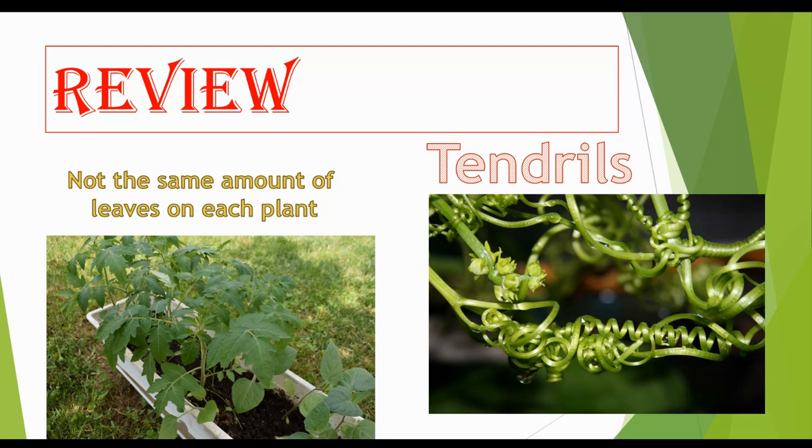And I know some of us did not know what tendrils were, so I just went ahead and put a picture here of the tendrils. And again, it's just like the way the plant grows and the shape of the stem. So again, the offspring, the baby plant, will look the same as the adult plant. So again, tendrils are inherited, the amount of leaves are not inherited.